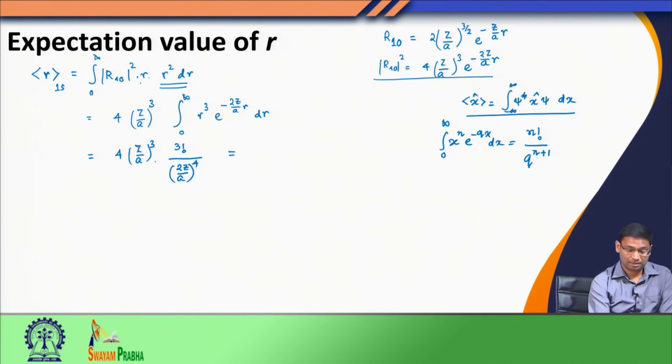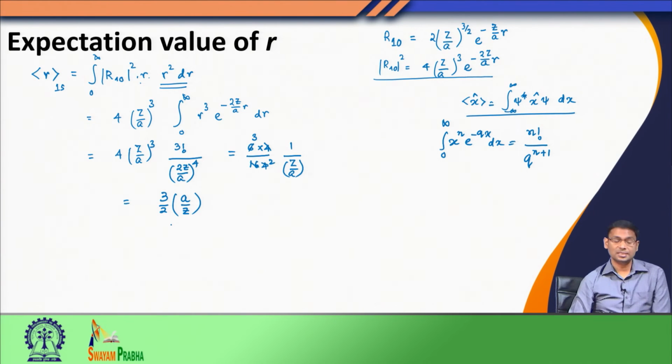Now, factorial of 3 is 6. So, I have 6 divided by 2 to the power 4, which is 16. And now, you see I have z by a to the power 3 and z by a over 4, they would cancel out and I will be left with this value. So, when I look at this, I have 3 by 2 a over z. This is what I am getting, the average value, or the expectation value, of r for the 1s orbital.